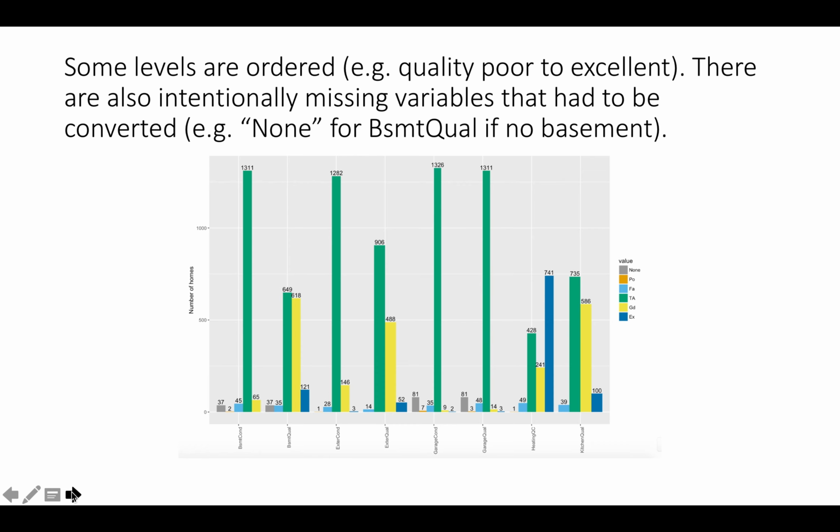There are also some intentionally missing variables that had to be converted. So some of them were missing, but it was actually just because the home didn't have a basement, so there was no basement quality rating. But then that actually indicates something. So I made that into its own level.